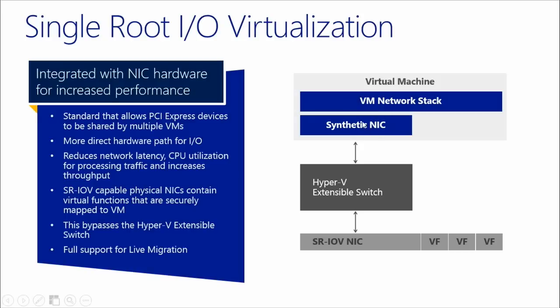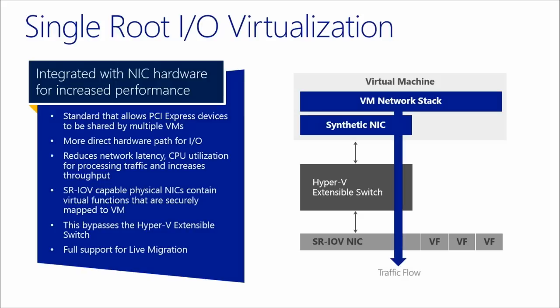It's a software-based NIC that Hyper-V creates for the VM inside the virtual network itself. And that communicates, as you can see on the slide, from the virtual machine in the top right, through the Hyper-V extensible switch on the host, and out through the physical network adapter onto the rest of the network.